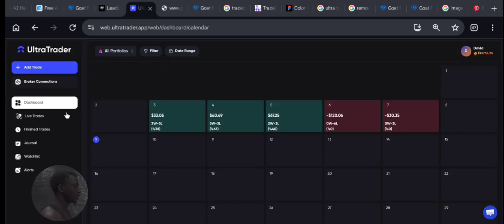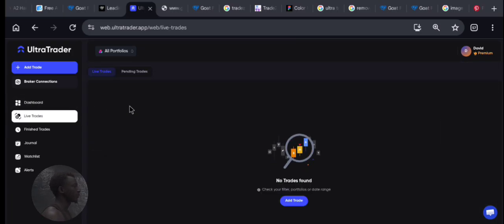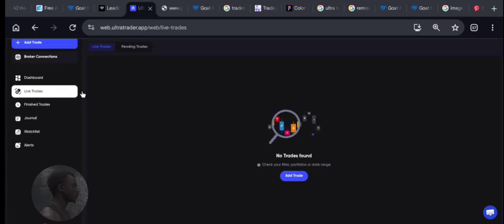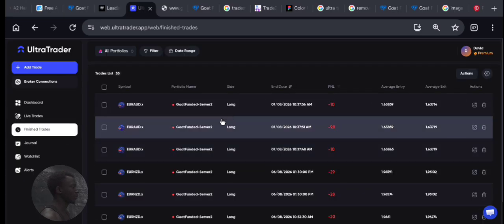So I'll go to the next panel, which is live trades. This is where you add your live trades. You also see your pending trades and finished trades. This is where you see your closed trades.